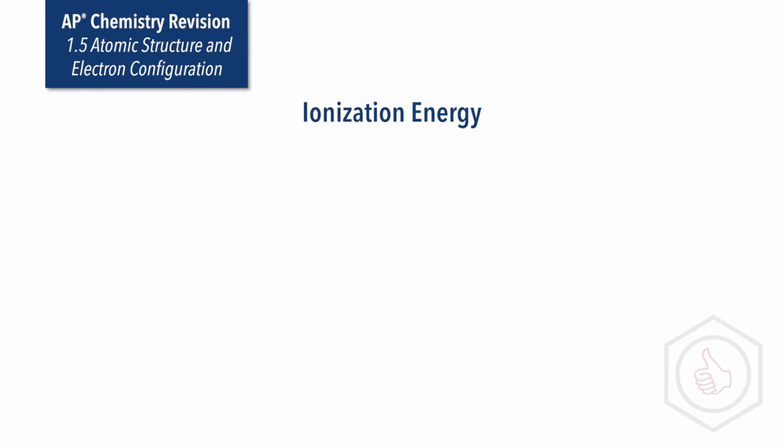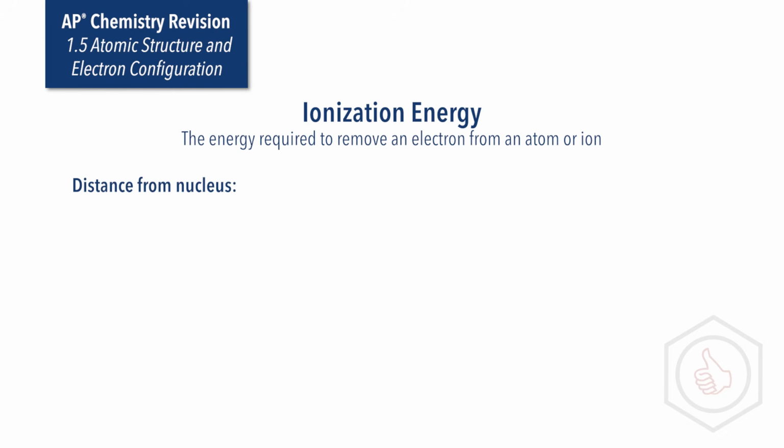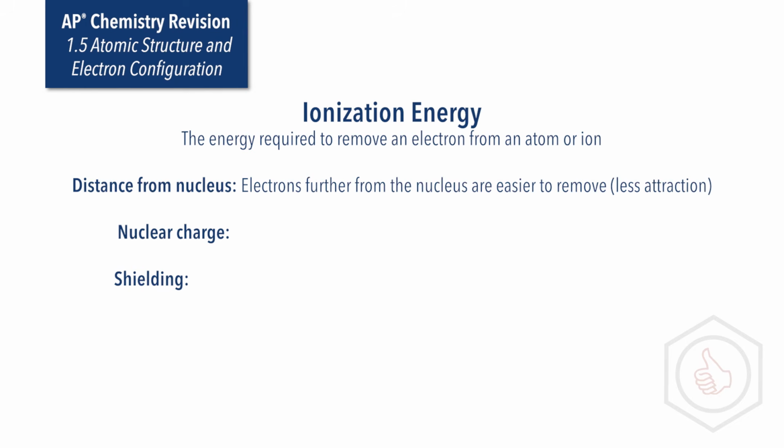Ionization energy is the energy required to remove an electron from an atom or ion. It's based upon the distance the electron is from the nucleus of the atom, the nuclear charge of the atom, and the level of shielding. Electrons further from the nucleus are easier to remove as they have less electrostatic attraction to it. The stronger the nuclear charge of the atom, so the more protons in its nucleus, the stronger the attraction between the electron and nucleus, so the harder it is to remove the electron.